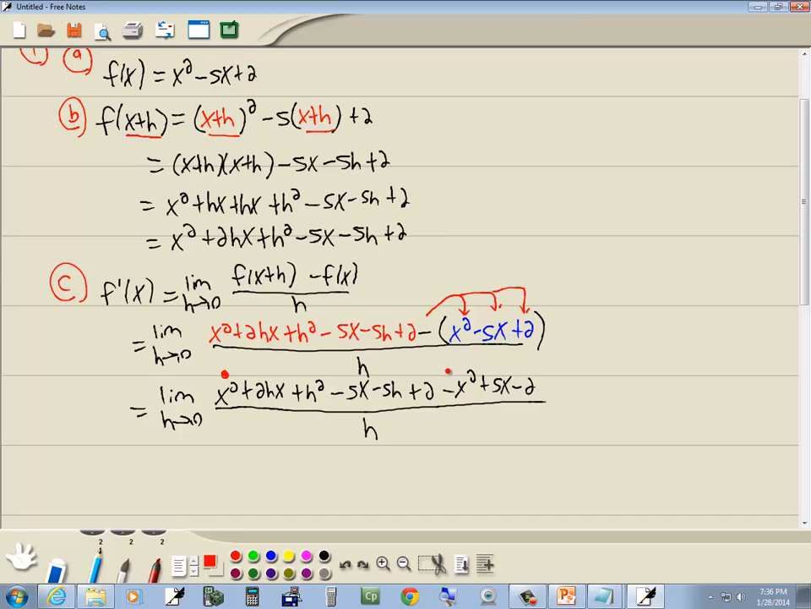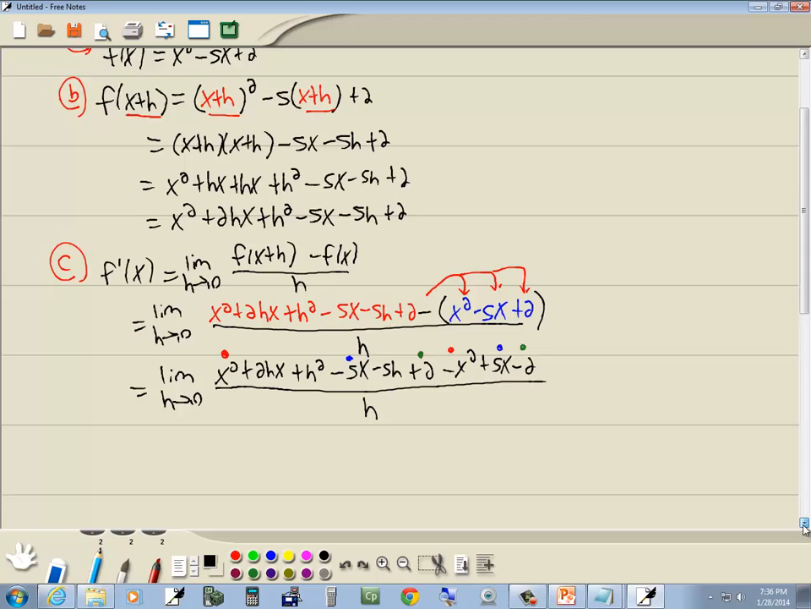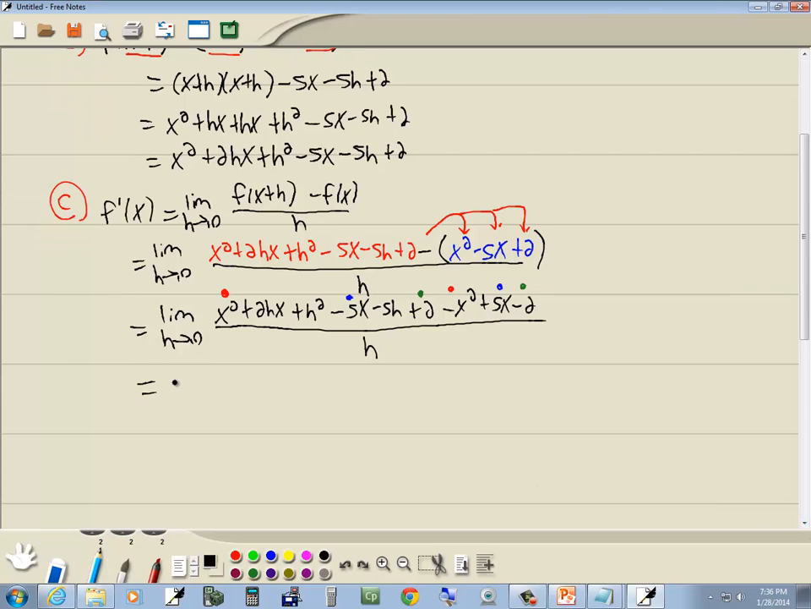Here I've got x squared minus x squared. That's going to cancel. Here's negative 5x plus 5x. That's going to cancel. The 2 minus 2, that's going to cancel. So let's see what we have left. We've got limit as h goes to 0 of 2hx plus h squared minus 5h all over h.